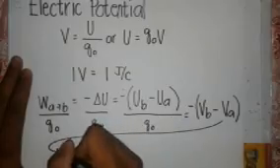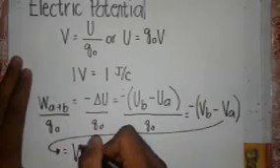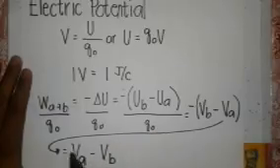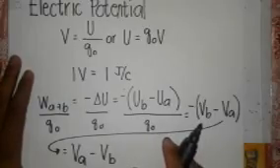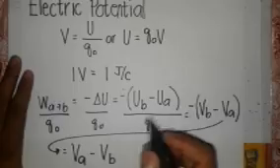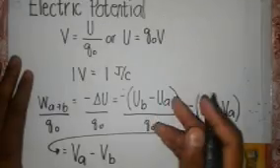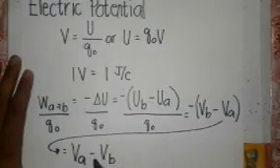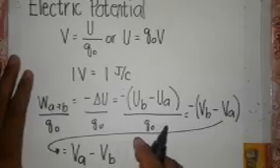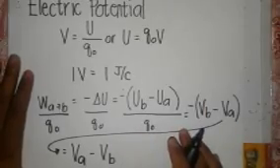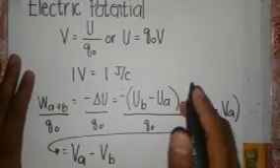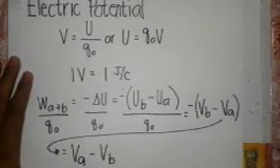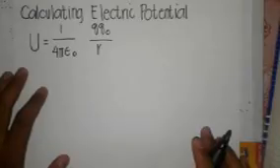This is just equal to the potential at point A minus the potential at point B. So the work done per unit charge by the electric force when a charged body moves from point A to point B is equal to the potential at A minus the potential at point B. So we have an instrument that measures the difference of potential between 2 points, and that instrument is called a voltmeter. We are now on calculating electric potential.